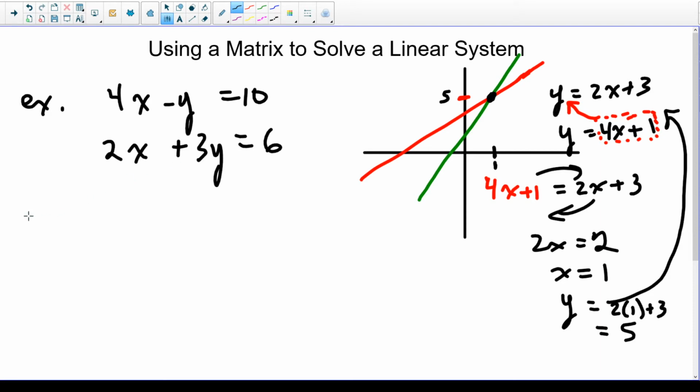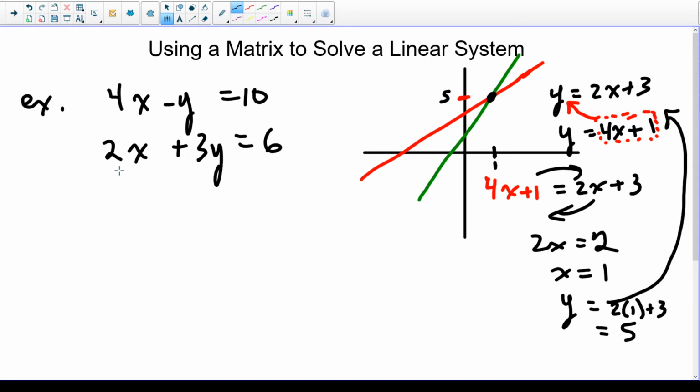Now, why is this an elimination method scenario here? Because the equations are not written in y equals mx plus b format. Now, we could isolate them to be y equals mx plus b. But when you isolate the second equation, because there's a coefficient in front of y, you're going to be dividing everything by 3, which means you're going to end up with some pretty ugly fractions sometimes, okay? So there's a better way.